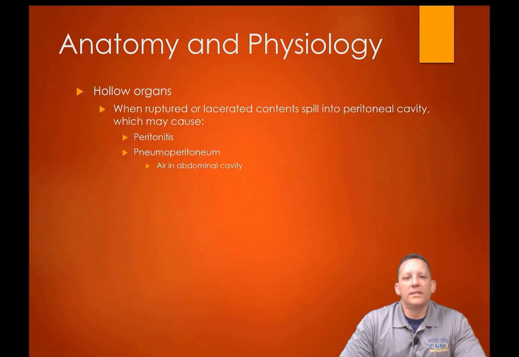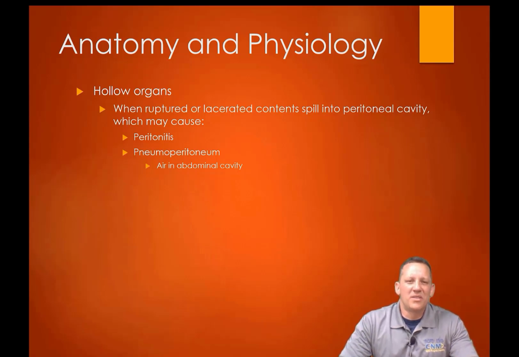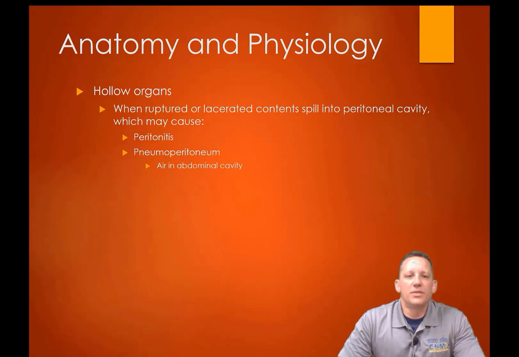One of the bigger problems with hollow organs is that if one is ruptured or has some kind of trauma associated with it, it can spill its internal contents into the peritoneal cavity. And if you remember in the earlier lecture about abdominal issues, anything that goes into the peritoneal cavity that should not be there is typically going to bring in some kind of bacteria or other things that we really don't want there.